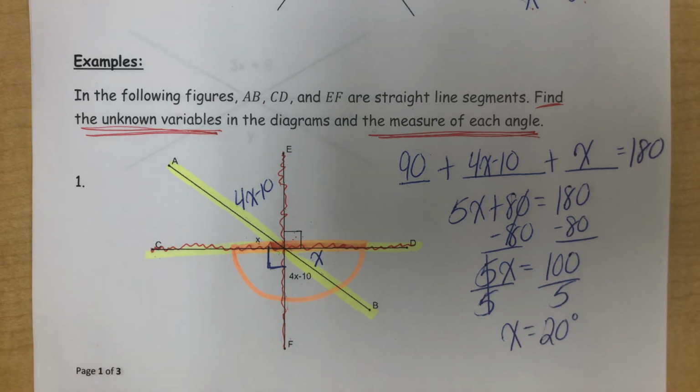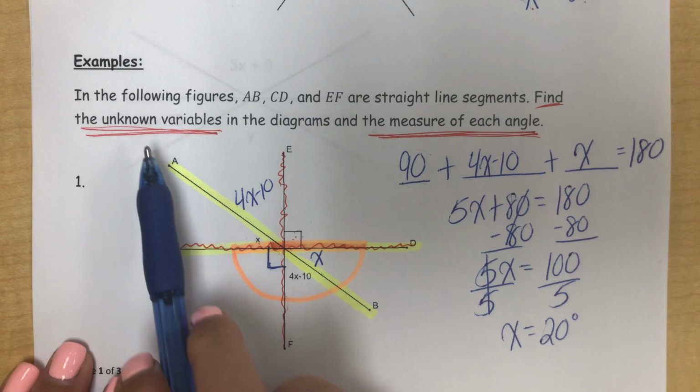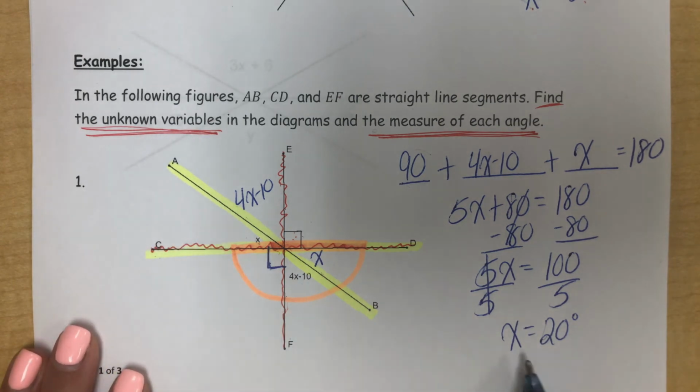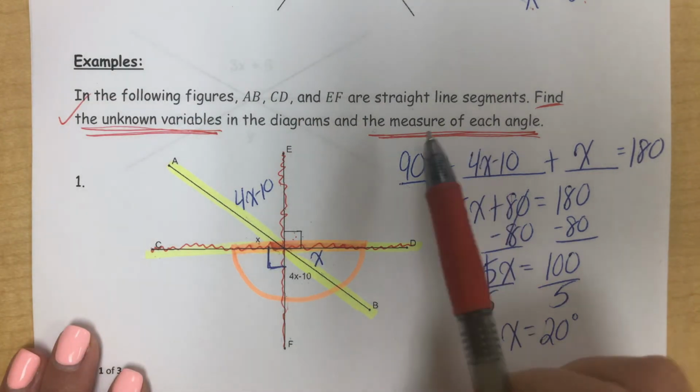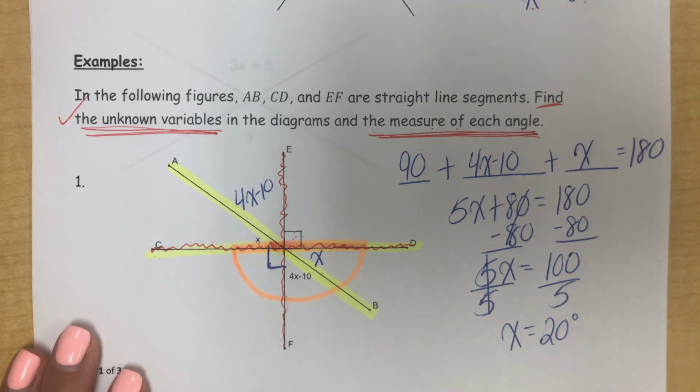Am I really done? Let me just make sure that I reread those directions and finish the question completely. So it says find the unknown variables. Okay, the unknown variable was x and I found it. So I know that this first part of the question is complete. Next, it says find the measure of each angle. I don't know if I did that necessarily. So I'm going to go back and start filling that in.